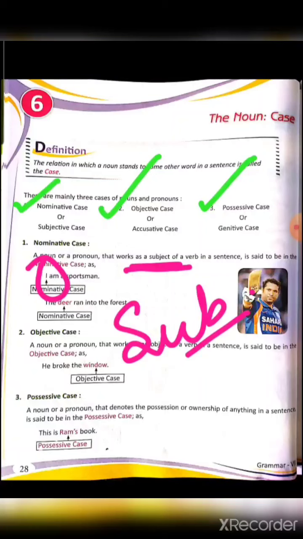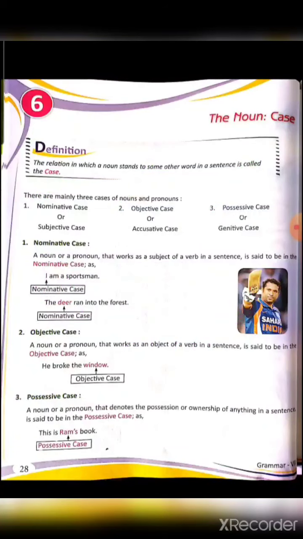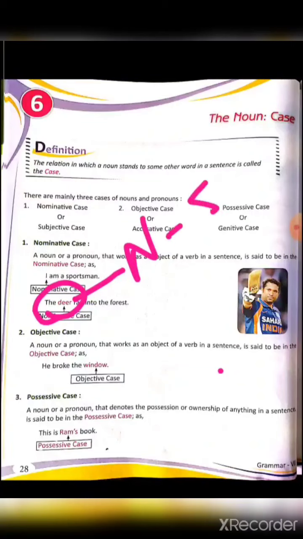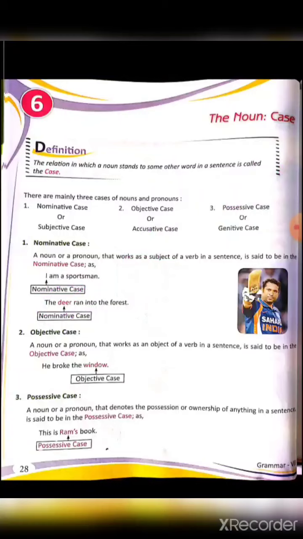Second example is given. The deer ran into the forest. The deer is a noun and it ran into the forest. So, it is being used as a subject. Therefore, it is known as a nominative case. Clear?